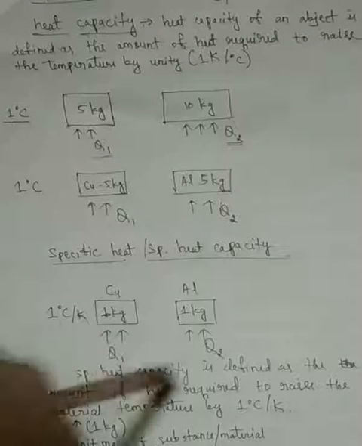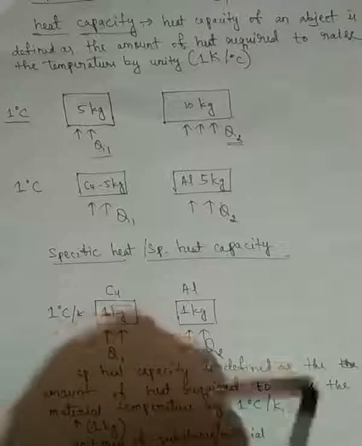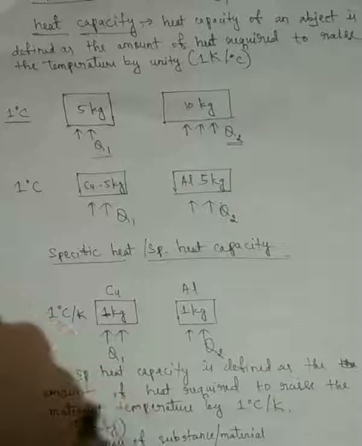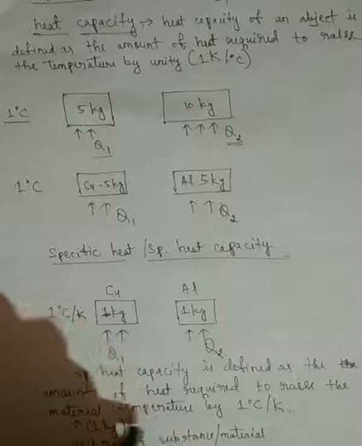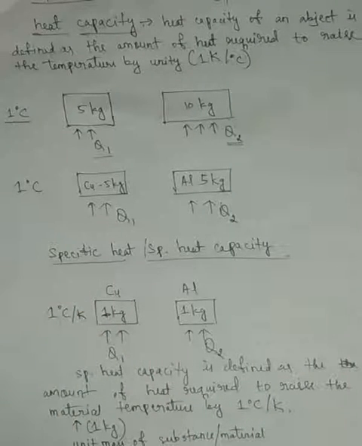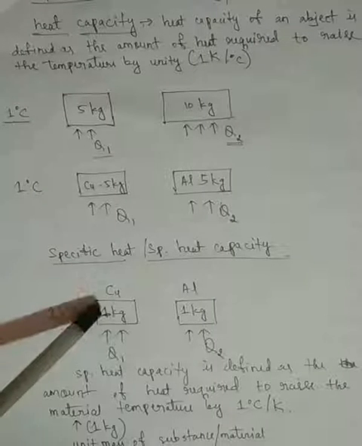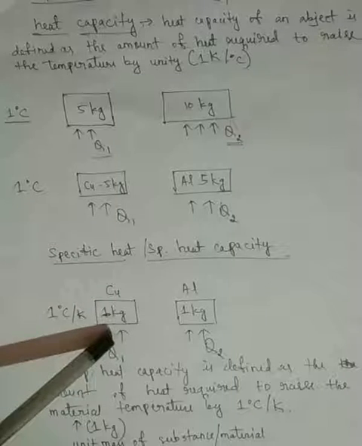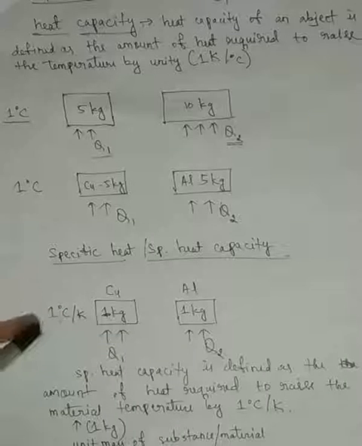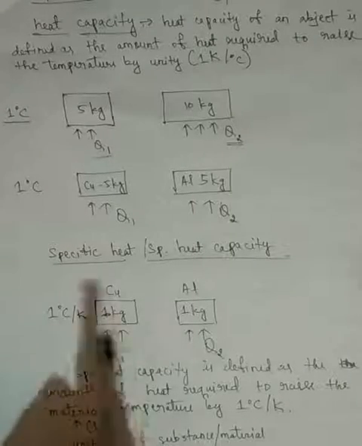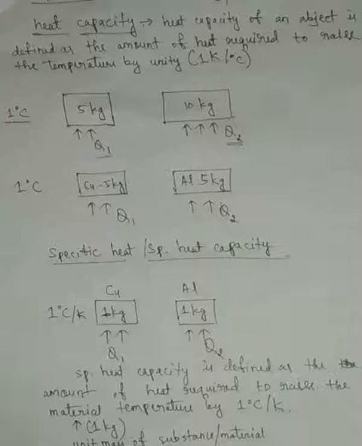So specific heat capacity is defined as the amount of heat required to raise the temperature of 1 kg of substance or material by 1 Kelvin or 1 degree Celsius. We are considering a unit mass of substance and supplying heat equivalent to Q1, which is responsible for a rise of temperature by 1 degree Celsius or 1 Kelvin. This is nothing but the specific heat of the material. Different materials have different specific heat capacity.